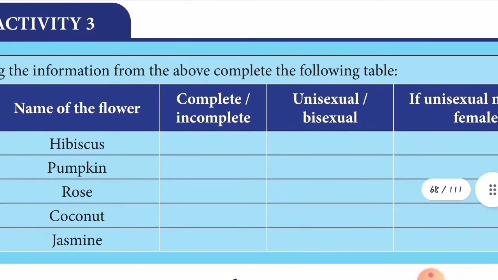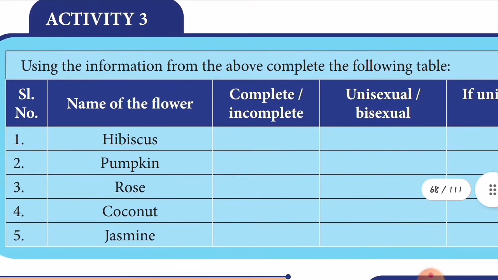And you see the tabulation, children. This is a small activity. The name of the flower is given. You have to identify whether it is a complete or incomplete flower, or a unisexual or bisexual flower. You just try to do this one.